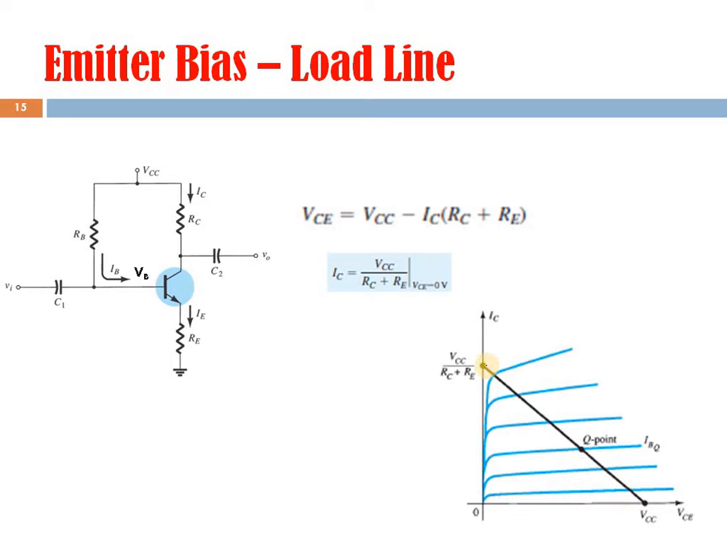In the earlier case, in the case of fixed bias, this maximum current was VCC by RC, but here, if you apply Kirchhoff's voltage law on the output side, VCE is given something like this. If you want to find the maximum output current, which occurs when the output voltage is 0, you put VCE as 0 and find IC, and IC is VCC divided by this. So this is the change which occurs because of the use of RE in this circuit.